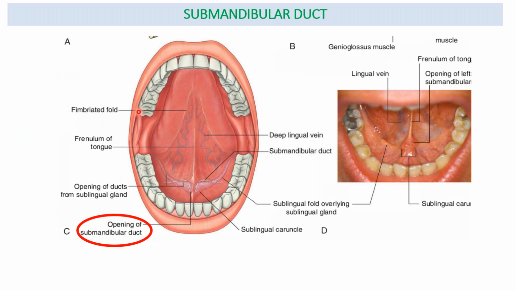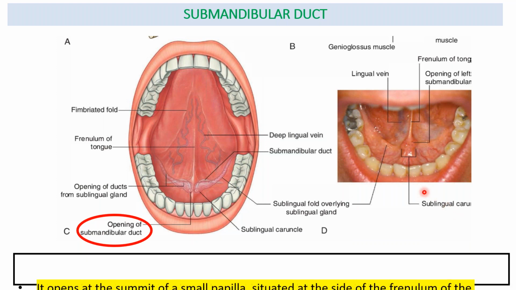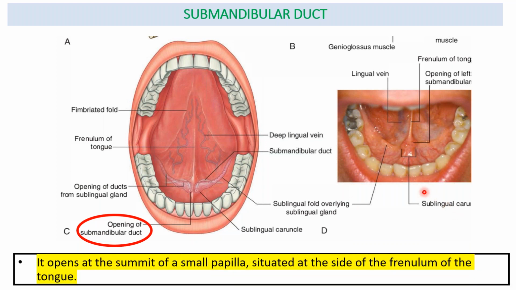Now, where does this submandibular duct finally open? This is the opening of the submandibular duct. It opens at the summit of a very small papilla, situated at the side of the frenulum of the tongue. This is the frenulum of the tongue, and on the sides of it are the two raised papillae. At the summit of these two papillae is the opening of the submandibular gland.